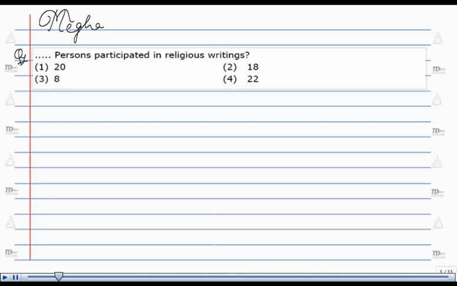The question is, dash persons participated in religious writings. Now, as we have already discussed the directions for this question in the above one, let's have a solution. The number of persons who participated in religious writings were 12 plus 6 plus 2, that is 20. So we get our answer as option number 1, that is 20.